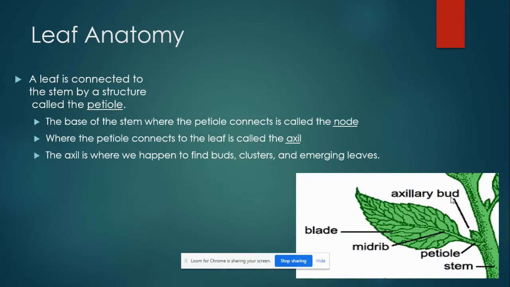The anatomy of a leaf. You can see this picture here at the bottom. A leaf is connected to the stem by a structure called the petiole. So it kind of looks like a little leaf stem, if you want to call it that. The base of the stem where the petiole connects is called the node. Where the petiole connects to the leaf, it's called the axil. And the axil is where we happen to find the buds, clusters, and new emerging leaves.